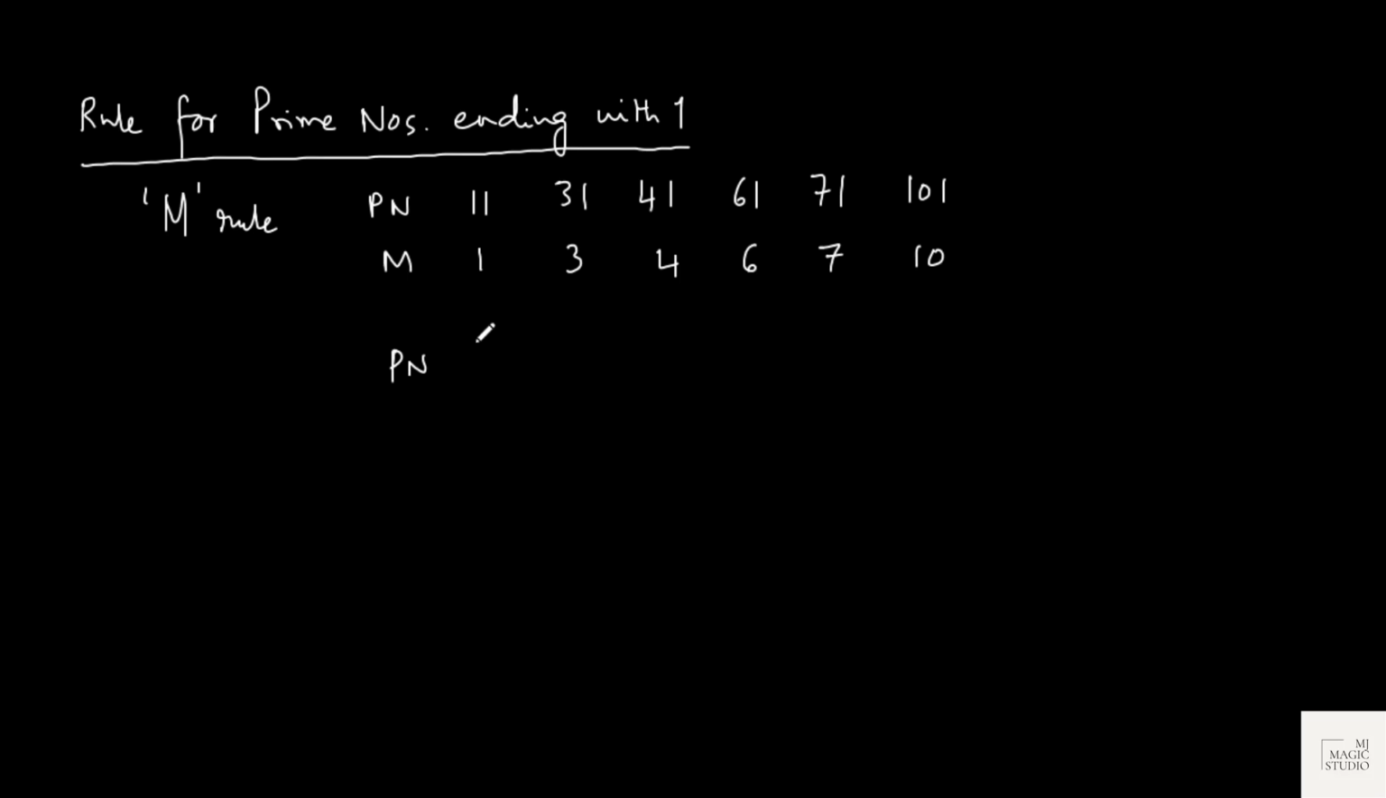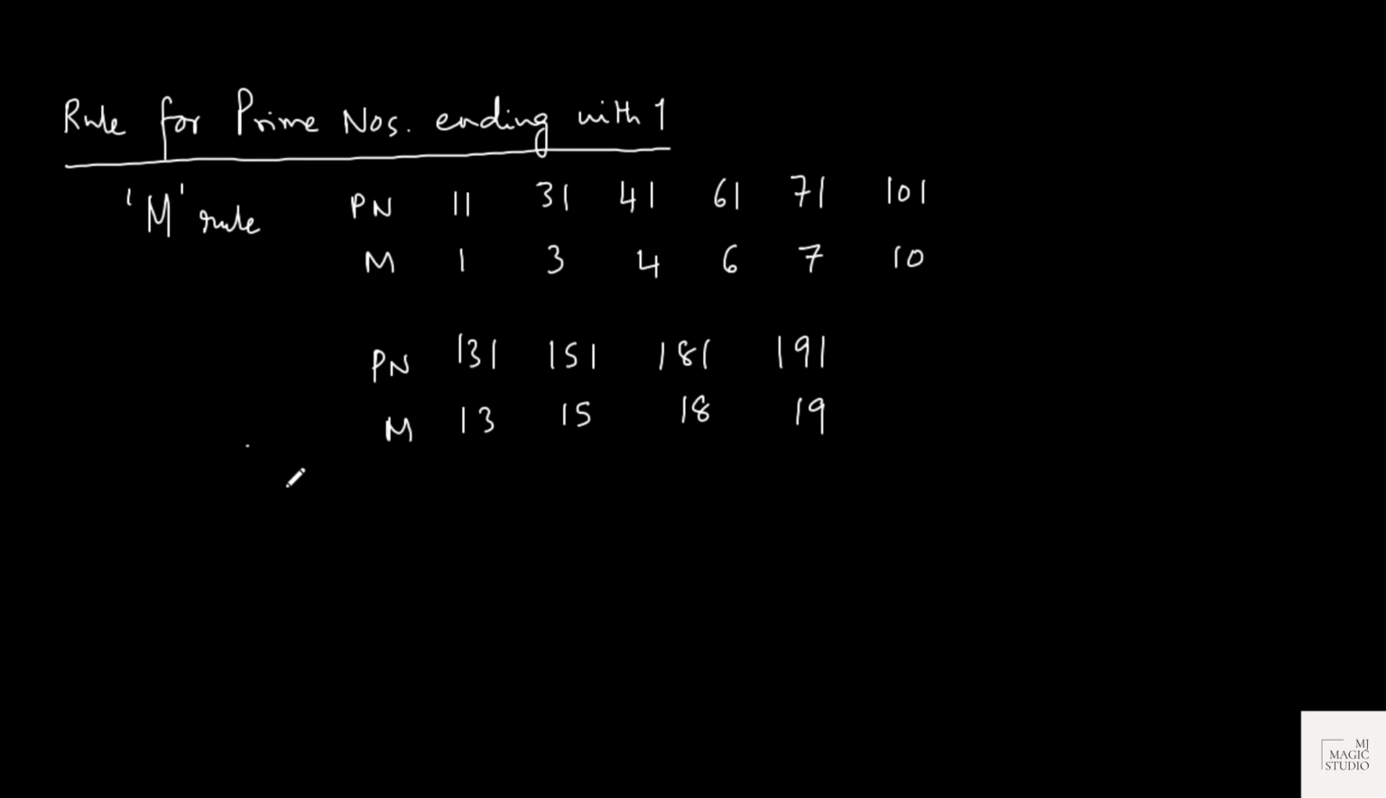And similarly, let me pick up a few more. If the divisor is 131, your multiplier would be 13. For 151, the multiplier is 15. 181, multiplier 18. 191, multiplier is 19. So for any prime number which ends with 1, its multiplier is just to delete the 1 from the end and use it. And we know how to use multipliers.